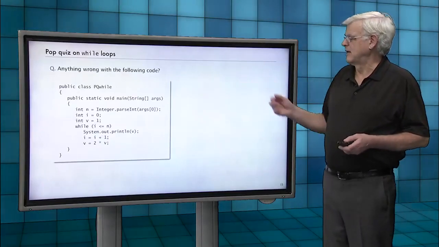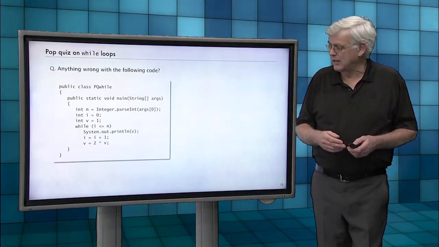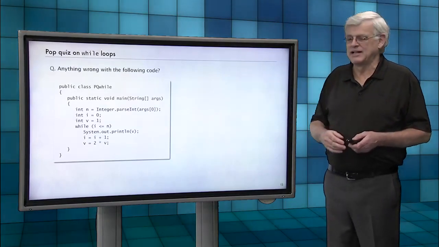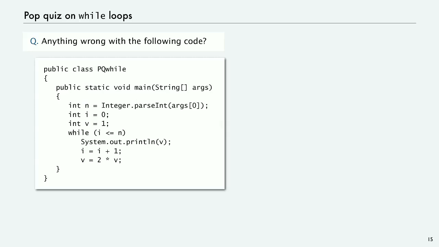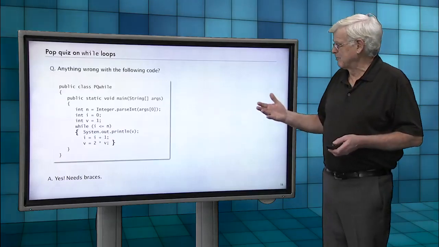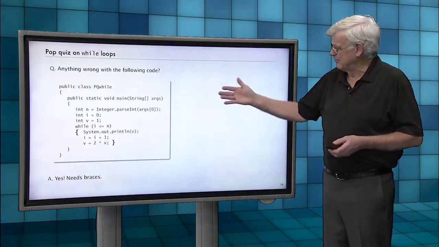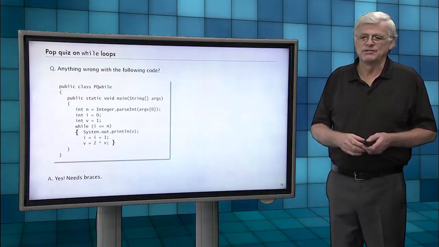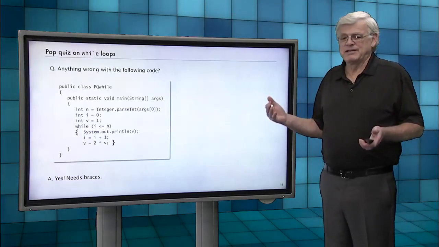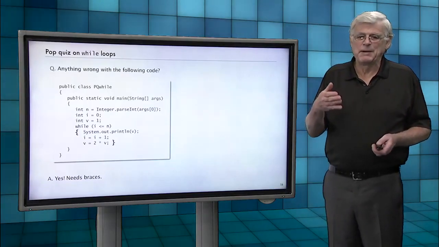Okay, so just to get used to the idea of a while loop, take a look at this code and see if you see anything wrong with it. Well, of course, what's missing in this code is the braces. And it's not uncommon for beginning programmers to forget about the braces. In some programming languages, like Python, it's enough to indent. You don't need the braces. But in Java, you definitely need the braces.